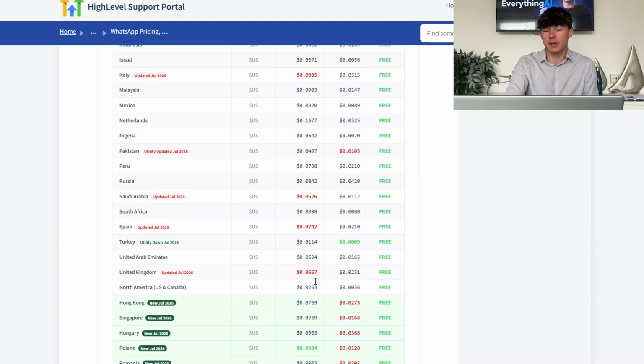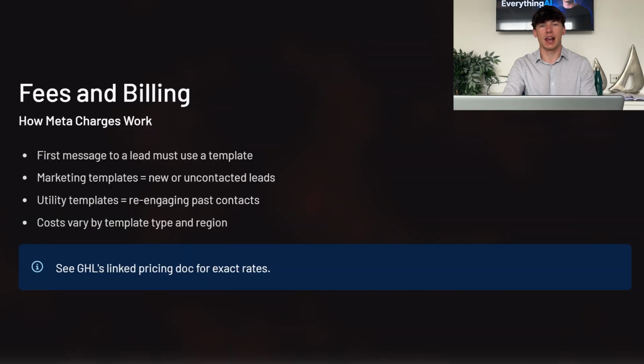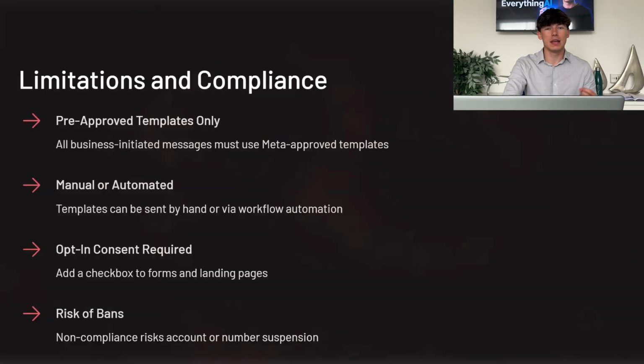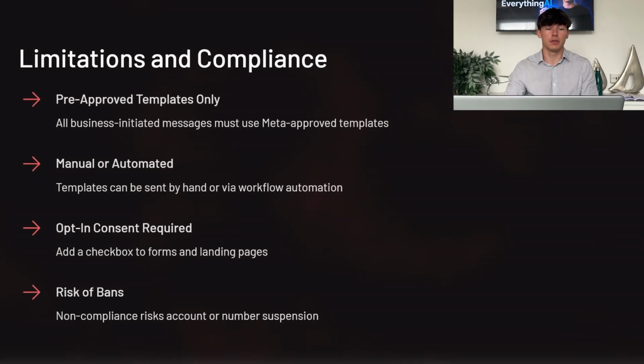So for example, in the UK, GoHighLevel will charge you 6.7p per marketing template you send out to a client, and they'll charge you 2.3p per utility template you send out to a client. And I'll attach this page below. Now there are also some limitations and some compliance rules you have to follow as well.